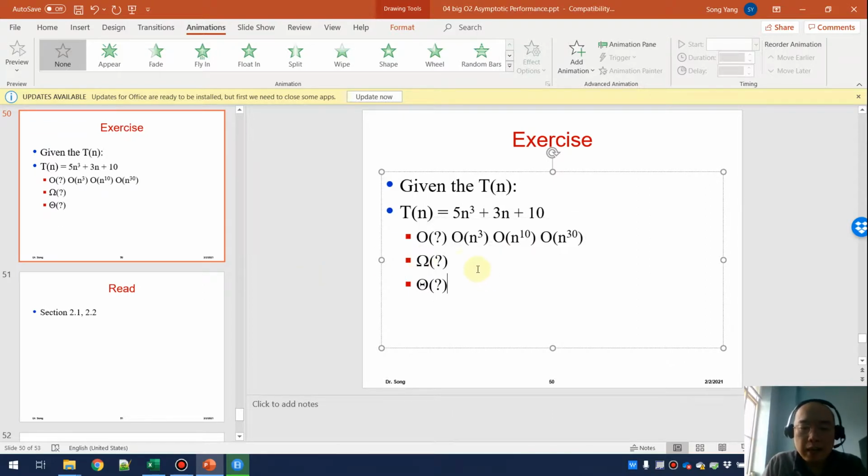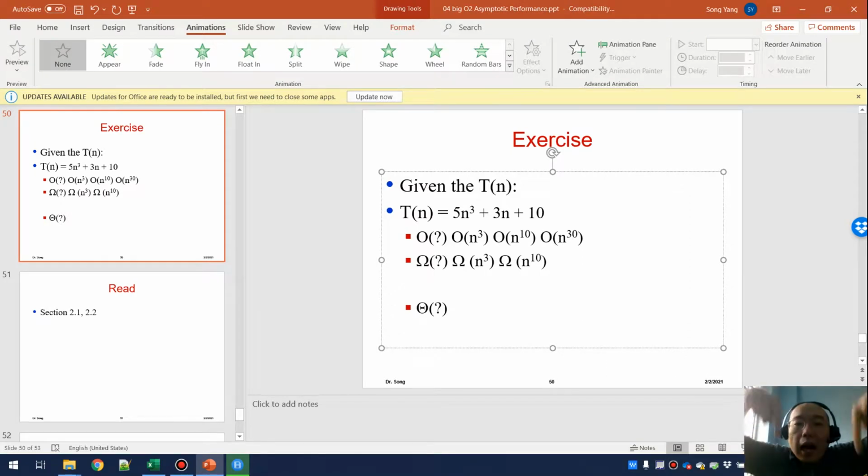For the omega, you may find it is omega of n cubed. No problem. And then how about I try to be a little bit crazy? Omega of n to the 10, is that okay? No, because n to the 10 is too steep to be a lower bound. So how about n squared? Is that okay? Yes, because if omega of n cubed is a lower bound, and we go even lower, omega of n squared, that's fine.